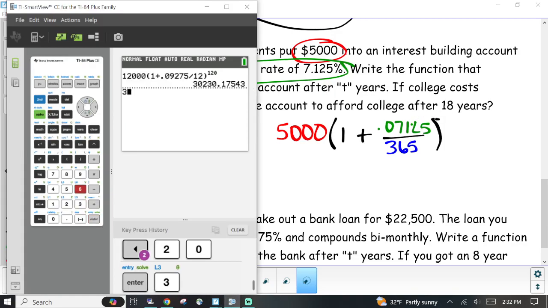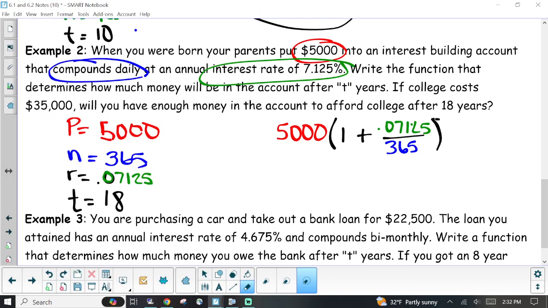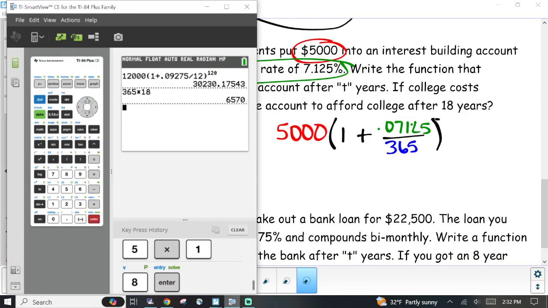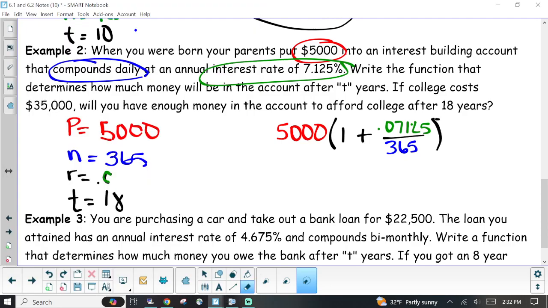So, 365 times 18 in my calculator is 6,570. So that is my exponent.